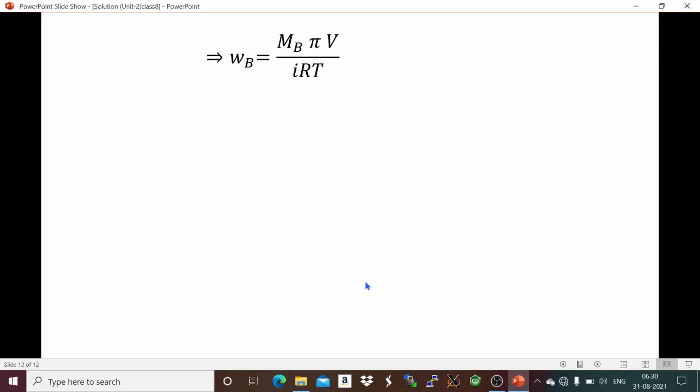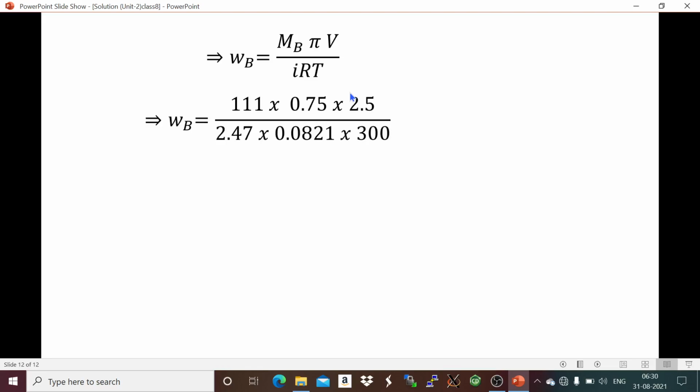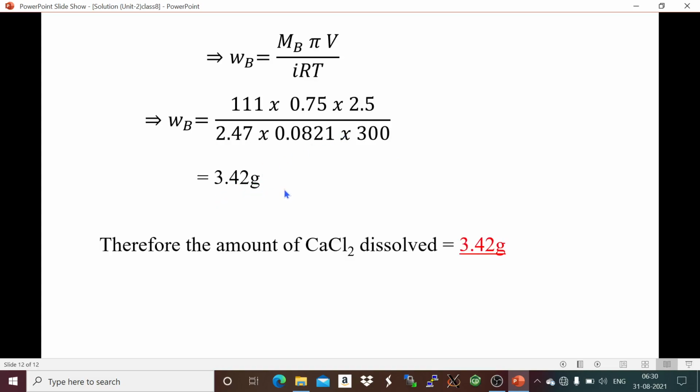Now, what will WB be? Just changing sides, WB is equal to M B pi V by iRT. Putting the values, just calculate it out. It is 3.42 gram. So the amount of calcium chloride dissolved is equal to 3.42 gram. Okay, thank you.